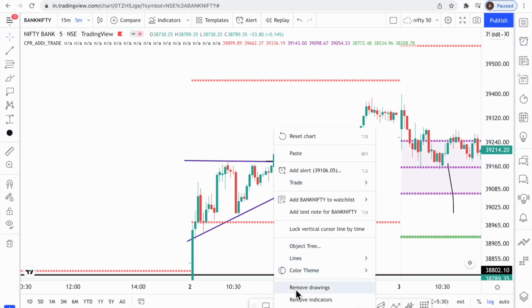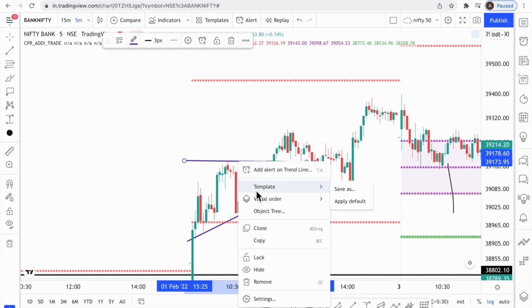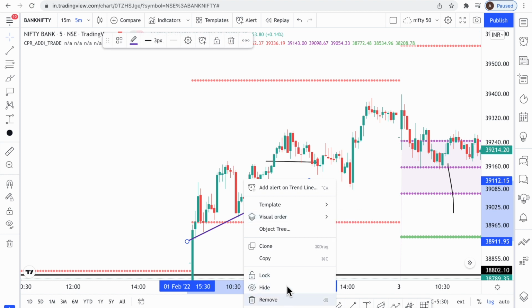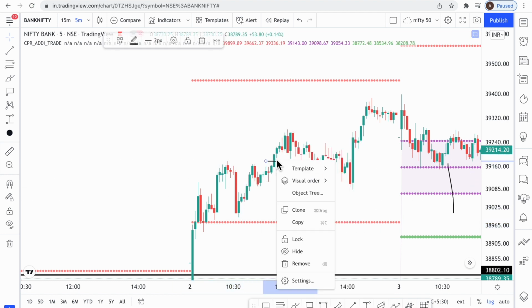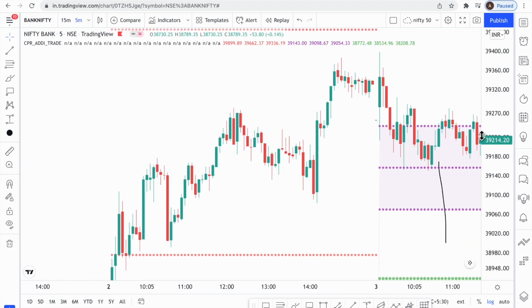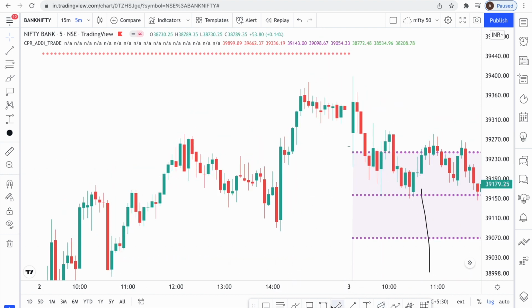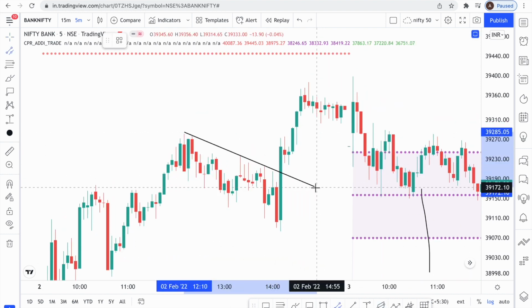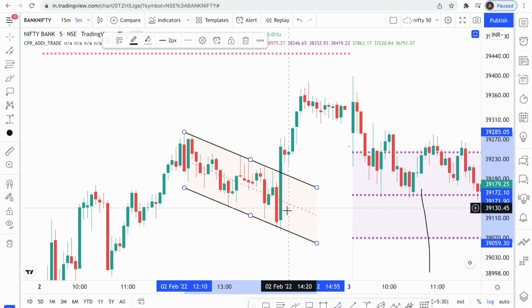But after that, we found another good entry, but it was difficult to enter. That is, this flag was formed, and after this breakout, we could have entered. We could have made nice money.